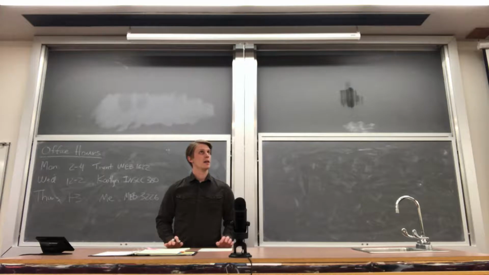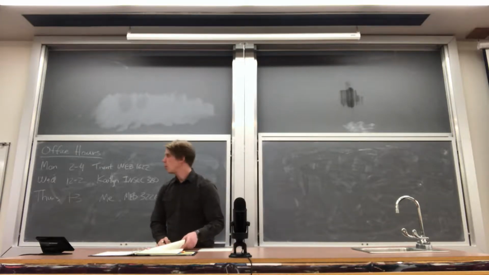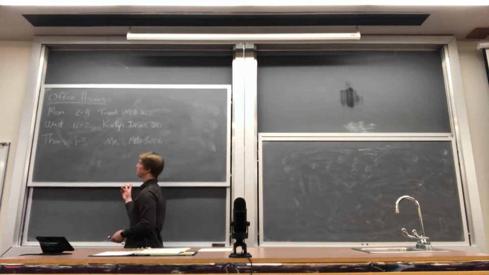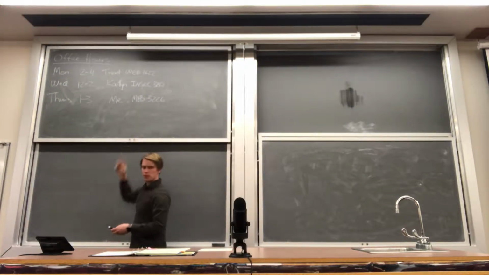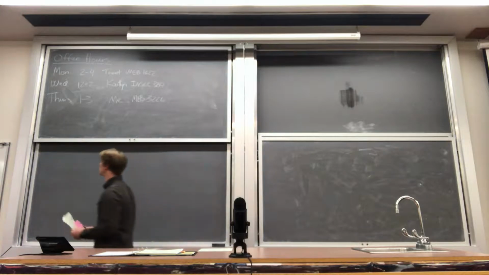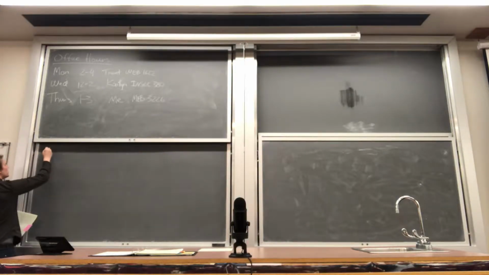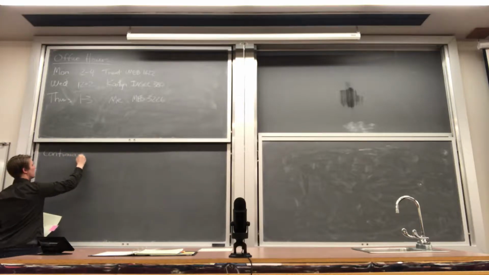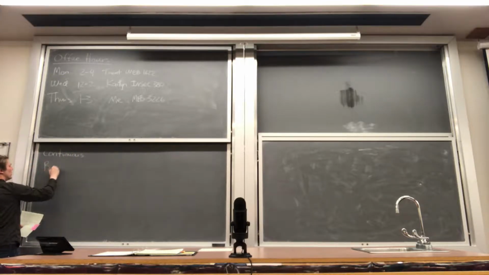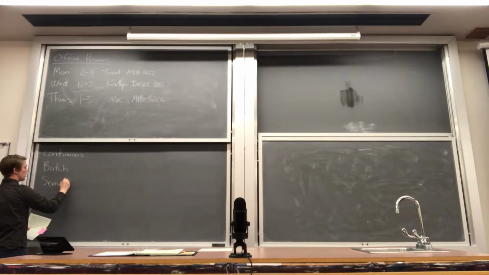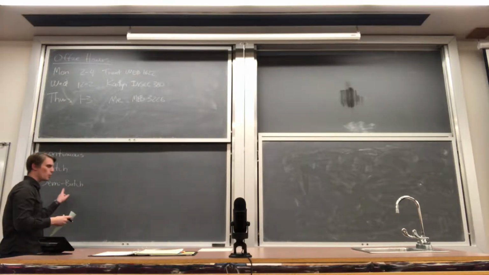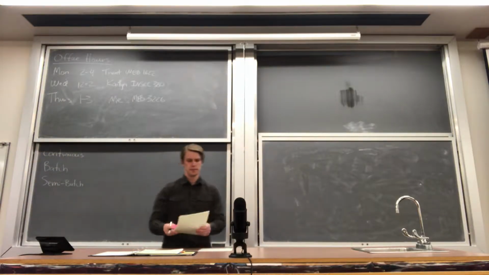So on Friday of last week, we introduced different types of processes. Specifically, we talked about continuous processes, batch, and semi-batch. We also call the semi-batch transient.